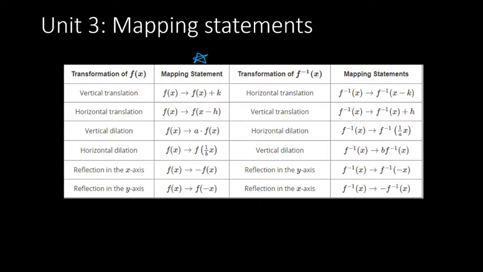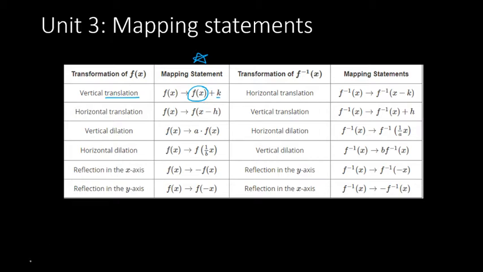Mapping statements are important. When I was talking about vertical translation, moving something up and down, well, up and down is happening on the y-axis, so it's something that we apply to f of x as a whole. So the mapping statement would be f of x maps to f of x plus or minus k, where k is just some constant value. Again, notice that I've got k being added to f of x, kind of telling me that it's happening to y.